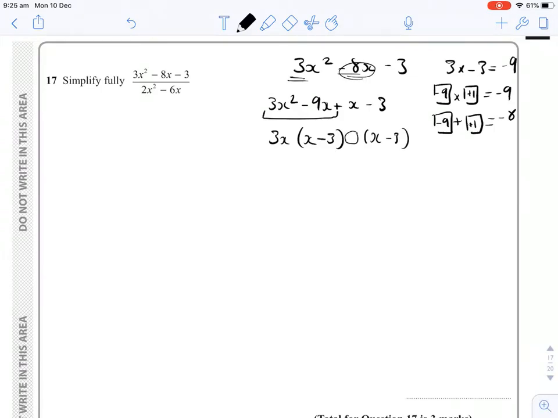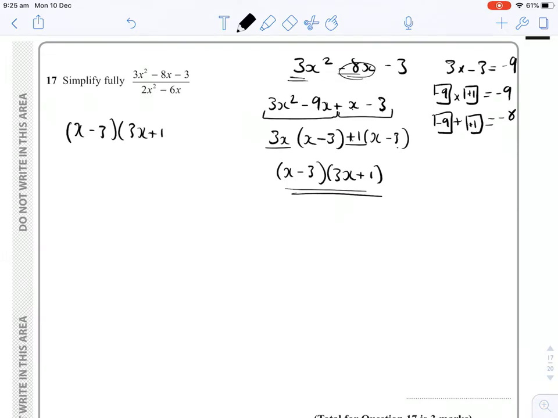And then we look at what goes in the middle here to make the second part. So what times x will give me x? Well, that's going to be a plus 1. And let's just check that it works here. Plus 1 times minus 3 will give you minus 3, so that works. We then technically factorise, but the easier way to look at it is to say we've got two brackets that are the same, so we write one of those, x minus 3, and then the leftover parts, the 3x add 1, make up the rest of it, and that's our factorised top. So we've now got (x take away 3)(3x add 1) on the top.